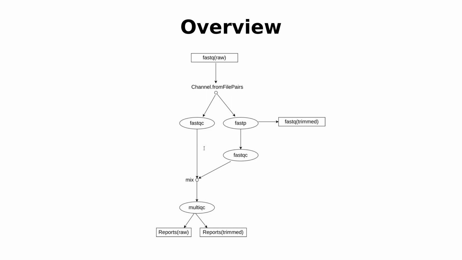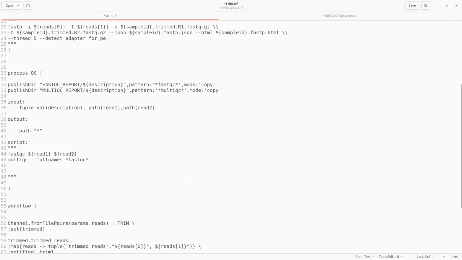In the next activity, this is the rationale. Let me just show you. We are going to create another process. I will shift to that. We'll create another process called QC. And in the QC, we are going to run fastqc and we are going to run MultiQC. So we are running both in the same process.